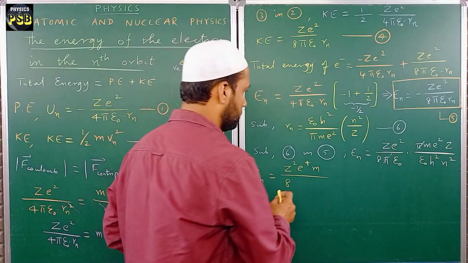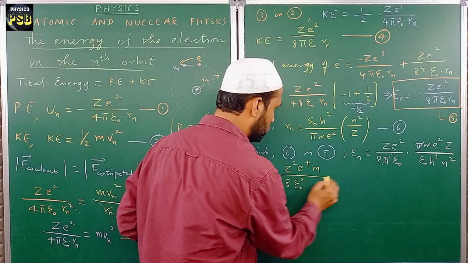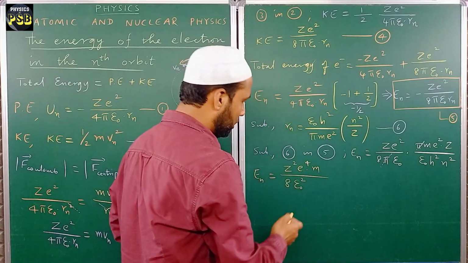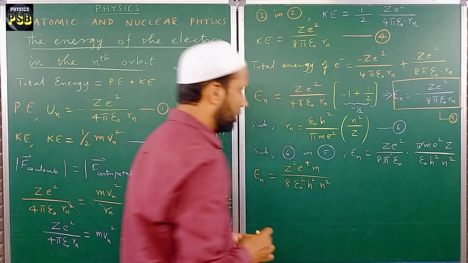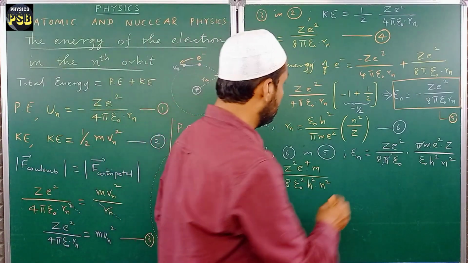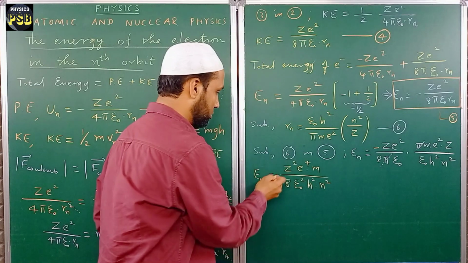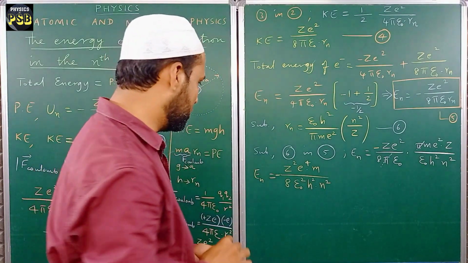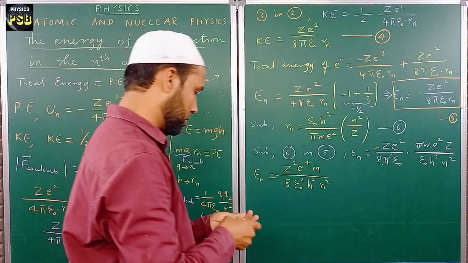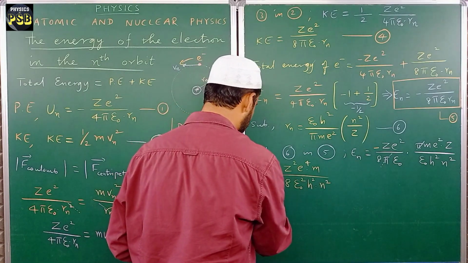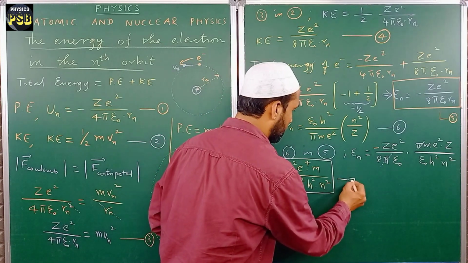Okay, then epsilon naught multiplied together gives us epsilon naught square, then h square n square. Here I forgot to mention the negative sign. I add it here. Okay, it's very important, the negative sign. So this is the final expression which gives us the energy of an electron in the nth orbit. Okay, I'll box this and name it equation number 7.